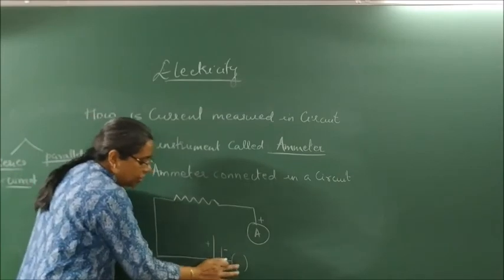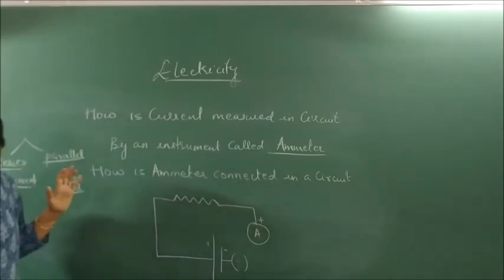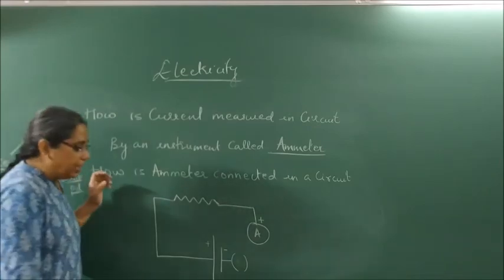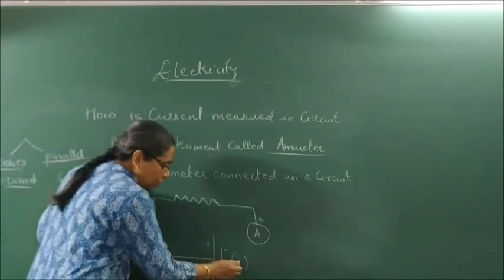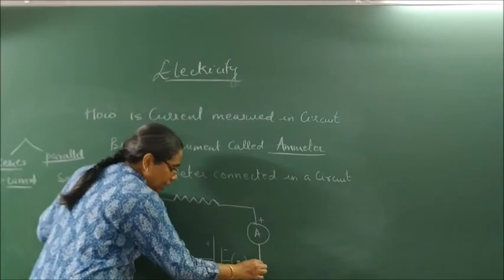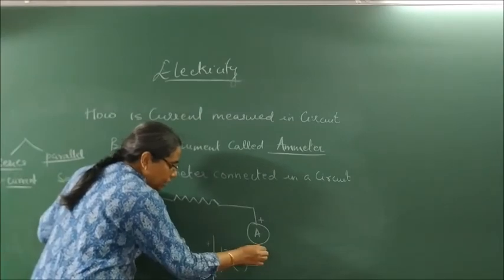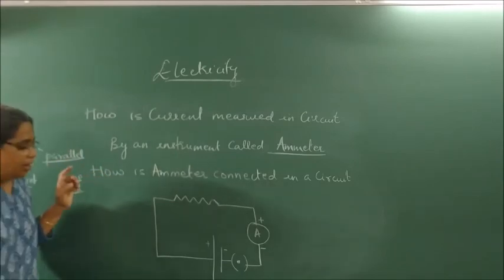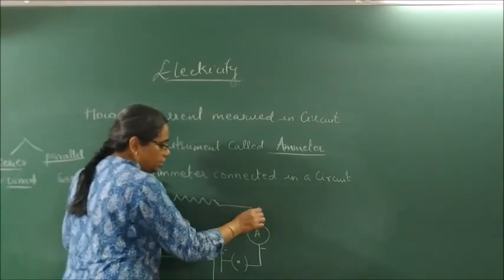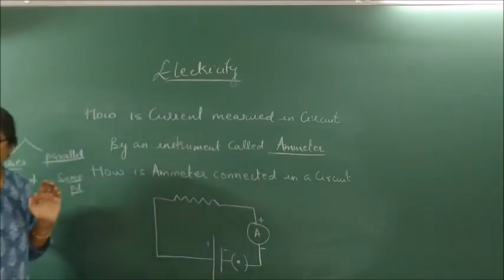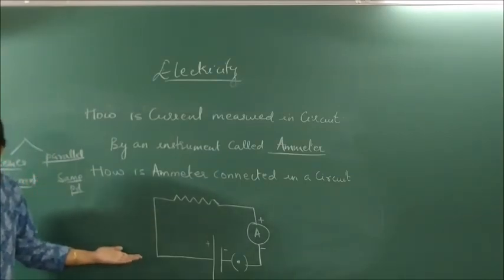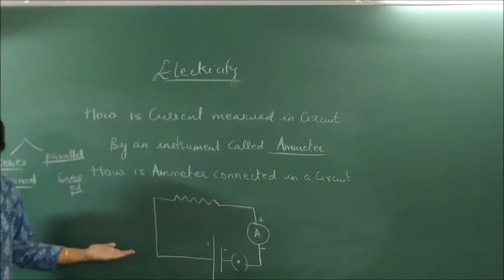If I don't put this dot, what switch does it become? Open switch. In an open switch, the current does not flow. In a closed switch, the current flows. And then I add this. So the negative of the cell is connected to the negative of the ammeter, and the positive of the switch is connected to the positive of the ammeter. Correct? So this is called the circuit in which the ammeter is connected.